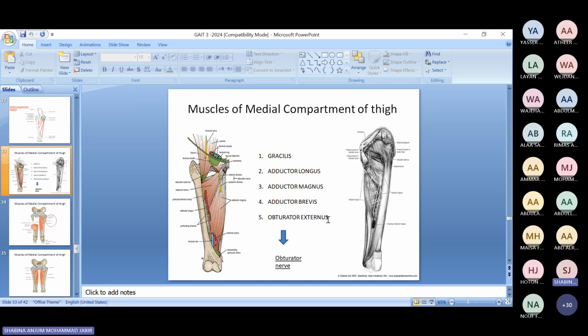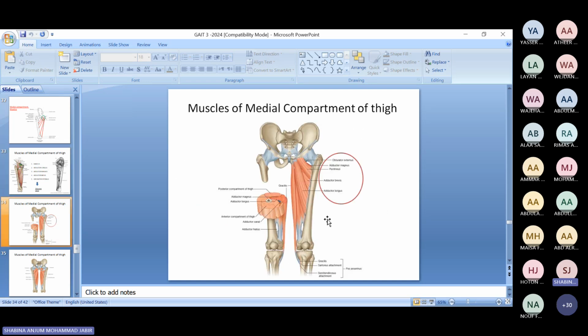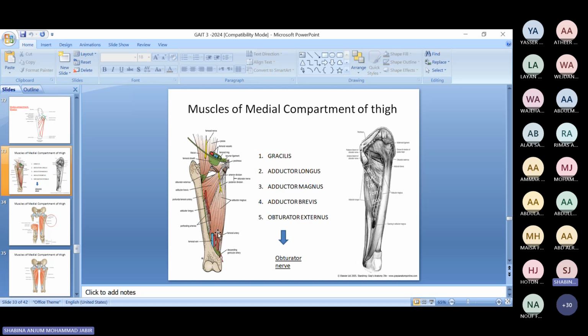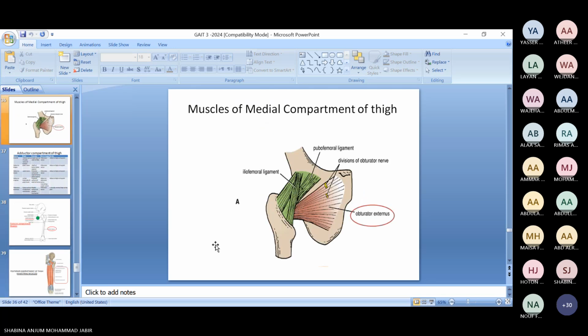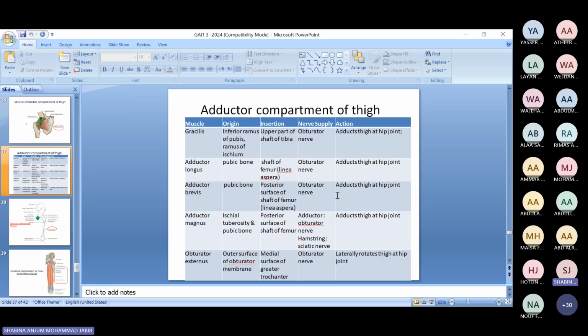Then we have the obturator externus muscle. Here you can see from the opening of the adductor magnus how the femoral artery is passing. Then here we have the obturator externus muscle, which is coming from the obturator membrane. So in short, this is showing you all the muscles.